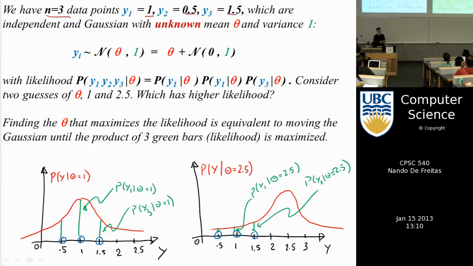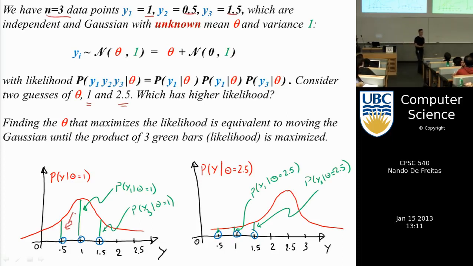Let's assume that I have two guesses at theta. So two different people gave me two guesses. One person told me 1, and another person said, no, I think theta should be 2.5. How many of you would pick theta equal to 2.5? Theta equal to 1. Okay, one of the people with the hand up. Why? That's correct. And by likely, I mean this, and I think she means, this green bar is taller.